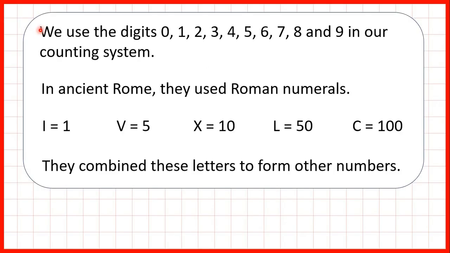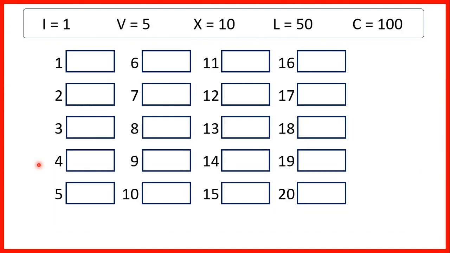We use the digits 0, 1, 2, 3, 4, 5, 6, 7, 8 and 9 in our counting system. In ancient Rome, they used Roman numerals. So they represented 1 with an I, 5 with V, 10 with X, 50 with L, and 100 with C. And they combined these letters to form other numbers.